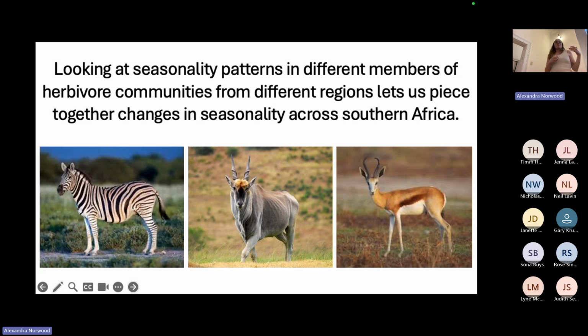Eland are more likely to migrate. Springbok are more likely to just change between eating shrubs and eating grass. So we're trying to cover all of our bases to look at a community as a whole and see how the changing seasonality in these different animals lines up and what that means for the landscape.